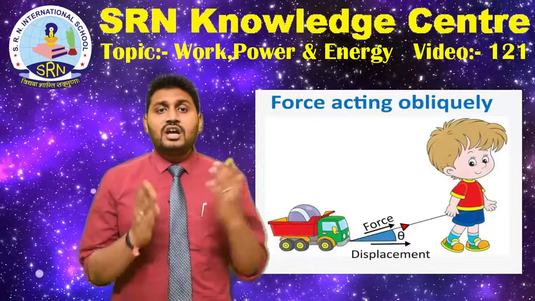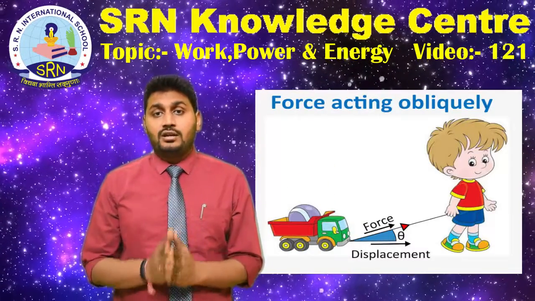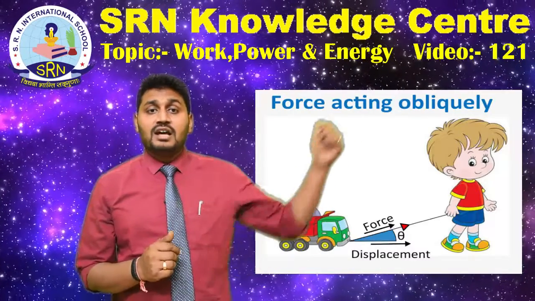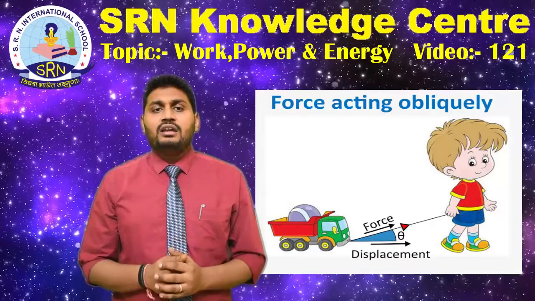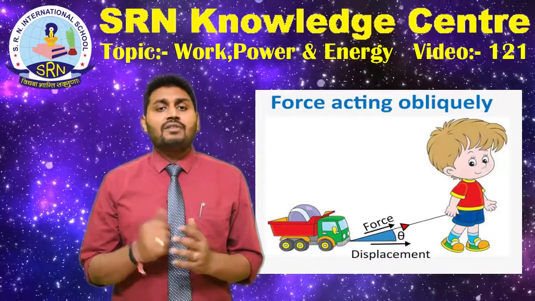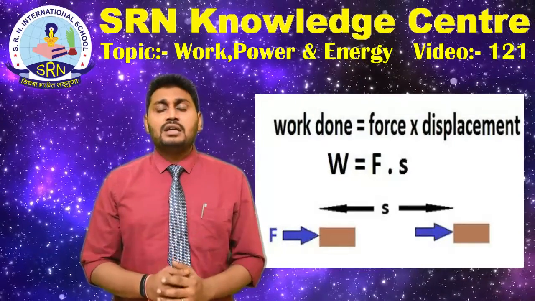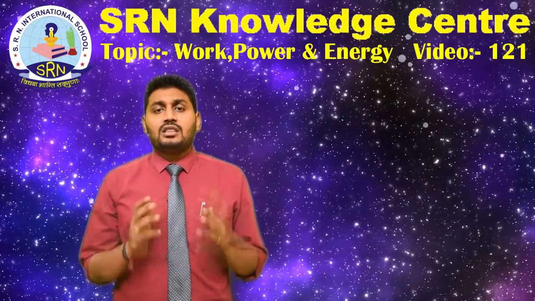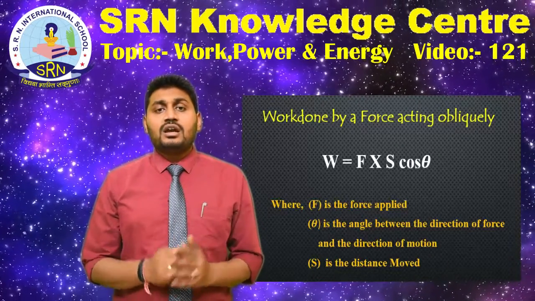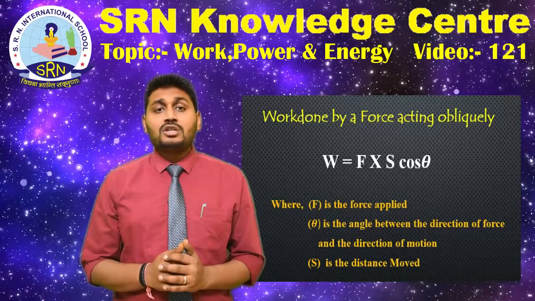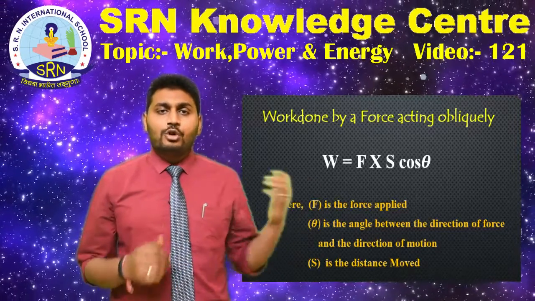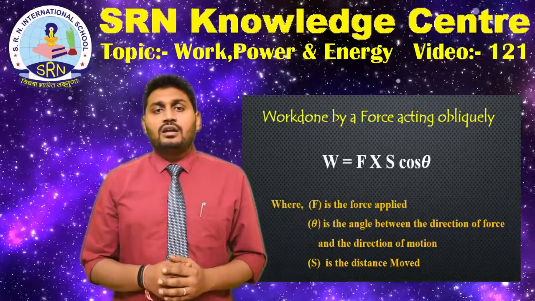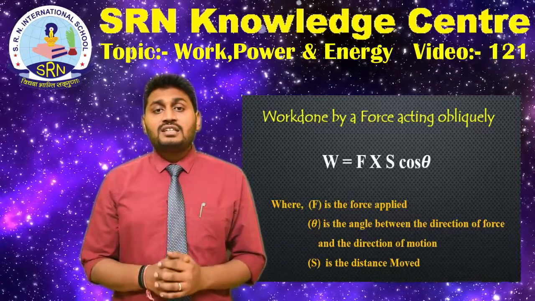Here, a child pulls a toy car with a string attached to it. The car moves horizontally on the ground, but the force applied by the child is along the string held in his hand, making some angle with the ground. In such cases, we cannot use the formula W is equal to F into S. The formula which is used is W is equal to F into S cos theta, where F is the force applied, theta is the angle between the direction of the force and the direction of motion, and S is the distance moved.